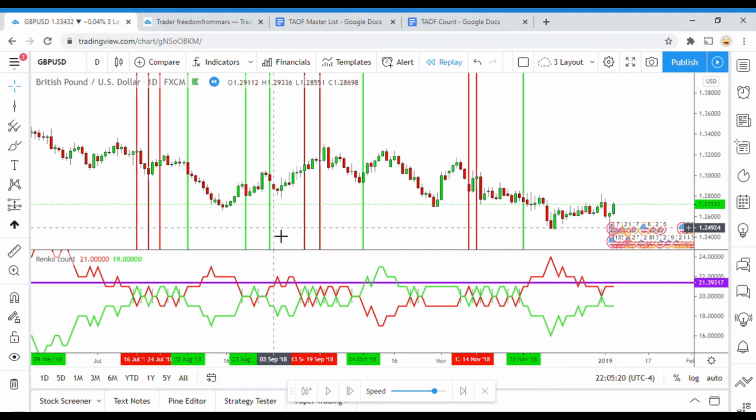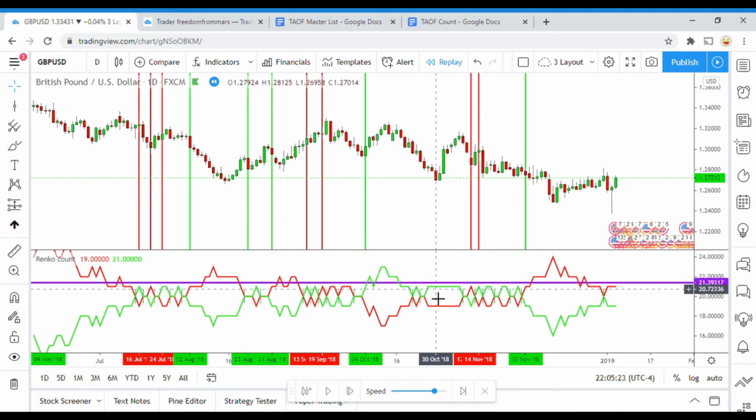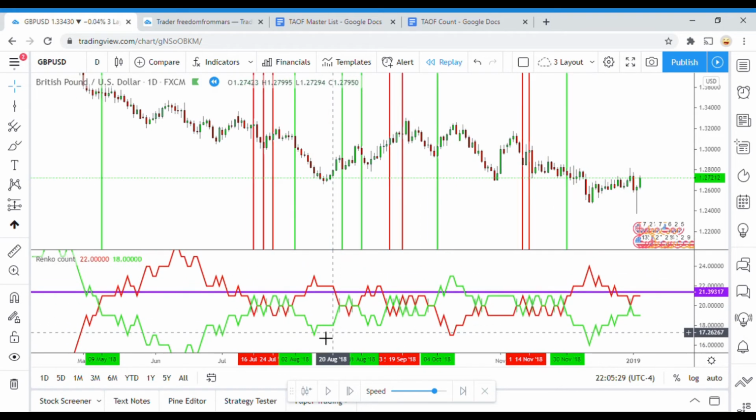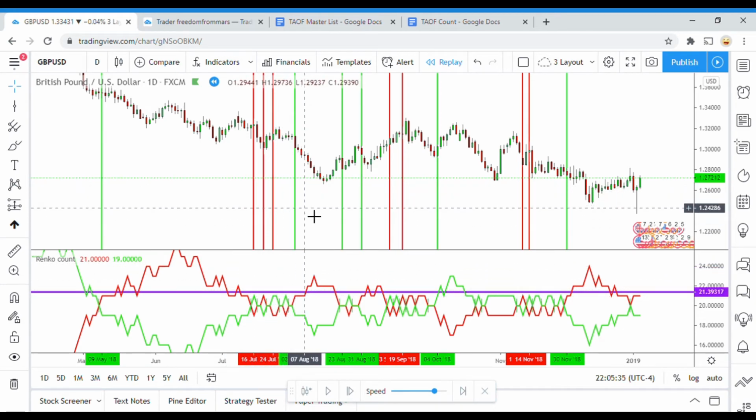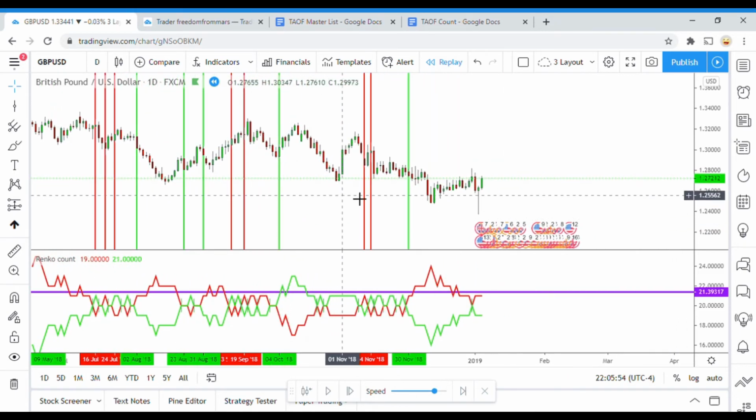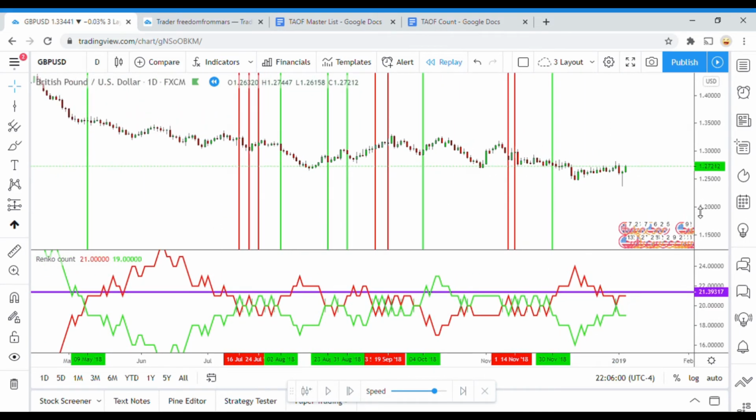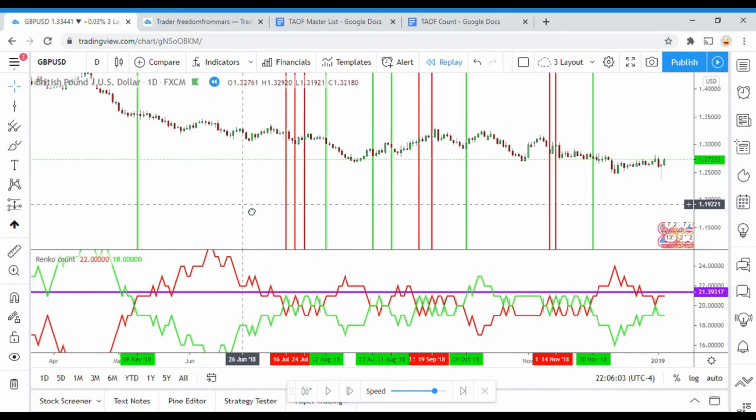Let's see. There, and there. Alright, so, yes, as I was saying, it's a shame because if we would have used this to filter out some of the choppiness, we would have still gotten quite a few of these trades. I think this one would have been a bad one. These would have been chopped out. That would have been a winner. These would have been chopped out. This would have been a winner. And so we would have only had one losing trade.